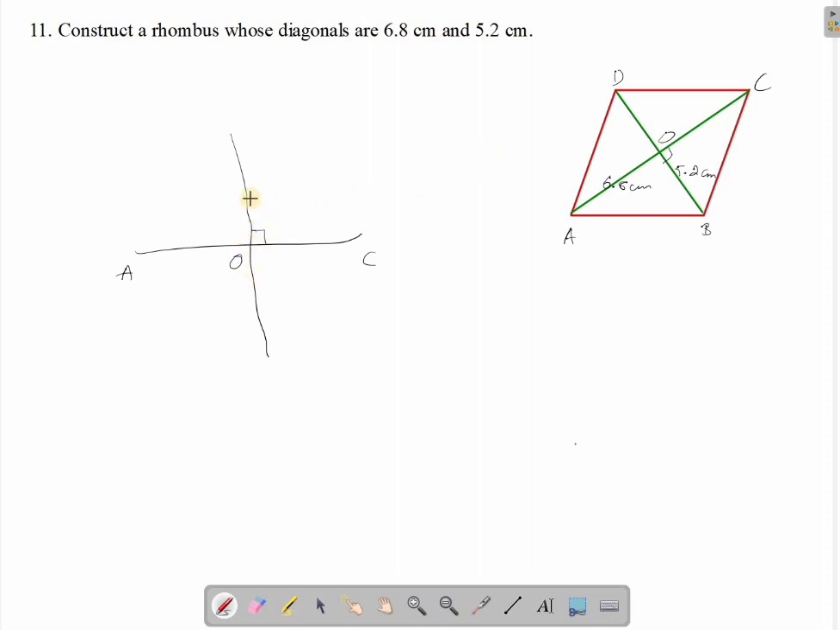So keep your compass at O. Remember this is AC, no? So now what is the half of BD? BO will be 2.6. So take the radius to be 2.6 in your compass, cut here also, and then join. That's all, you are done. So you do this construction by yourself. So this is your homework.